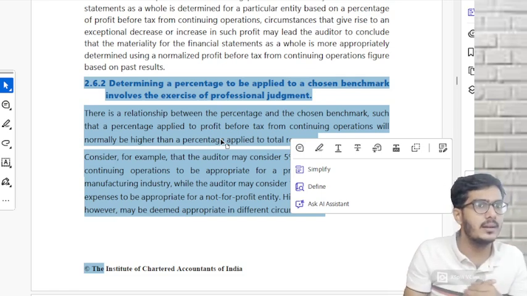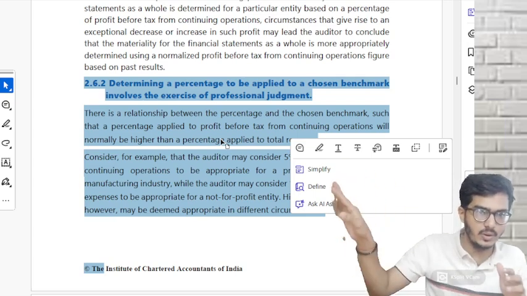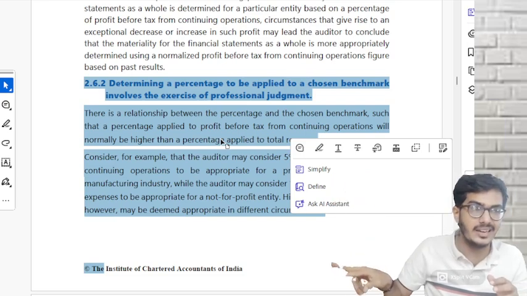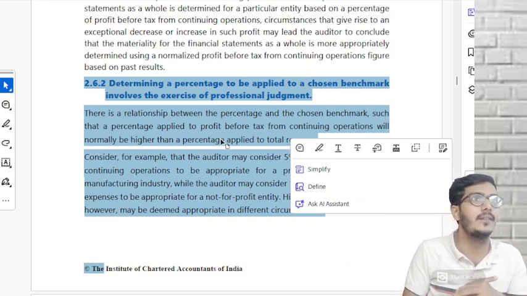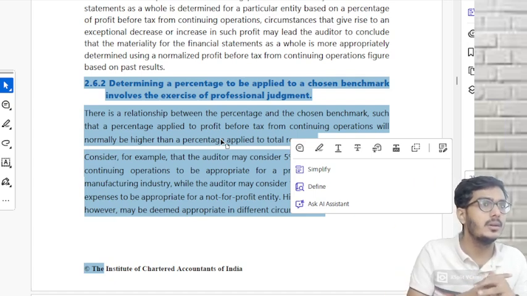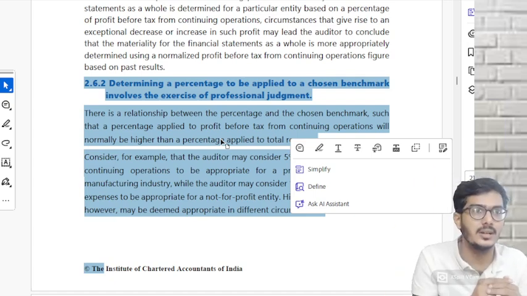How did you come to 1 lakh? You took 10 crores as assets. Seeing 10 crores, you set a materiality of 1 lakh. How did you reach 1 lakh from 10 crores? You applied a multiplier, some percentage. Now that percentage which you multiplied, who will decide that percentage? The auditor. Will management come and tell you?